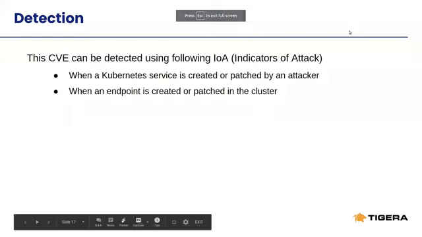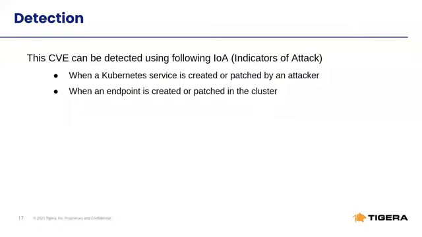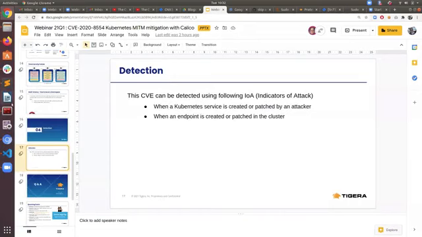So detection for this CVE is simple. The indicators of these attacks are two things. One is when the Kubernetes service is created or patched by a malicious entity, and the other indicator is when the endpoint is created or patched in the cluster. With Calico Enterprise, we monitor for many signals to detect different kinds of attacks, and we put a signal for this particular CVE so that it can be detected. Since right now in the demo we created one service, let's see if our signals have detected the attack by default.